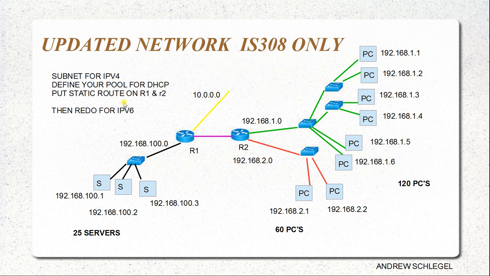And then put your static routes. So put your static routes that allow computers on this network to reach these, and then put static routes which allow these networks here, these PCs on these networks, to reach these. And then also the description of the problem is to put static routes to reach the outside internet. So do that. And then you're done with IPv4, and then just do the same thing over again with IPv6.